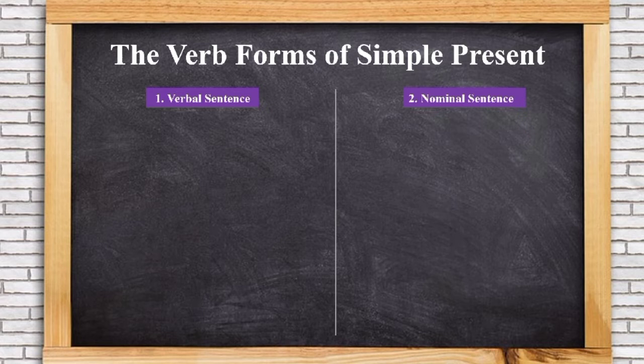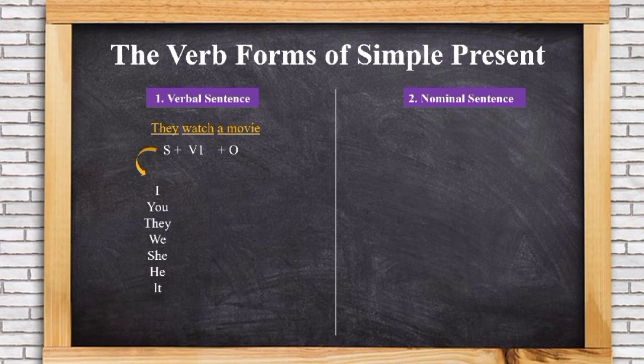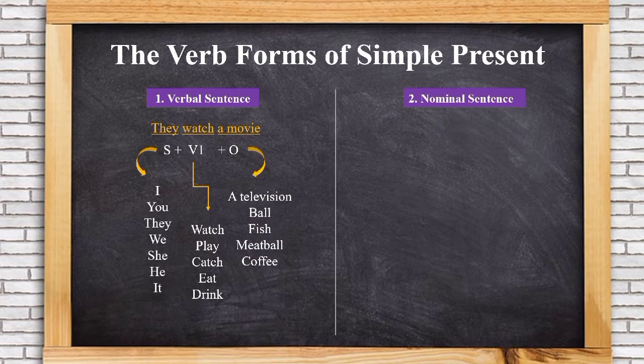Here is the example of verbal sentence. They watch a movie. The subject in this sentence is they, and the verb 1 in this sentence is watch. The object of this sentence is a movie. Here are some examples of subject. And here are some examples of verb 1. And here are some examples of object.